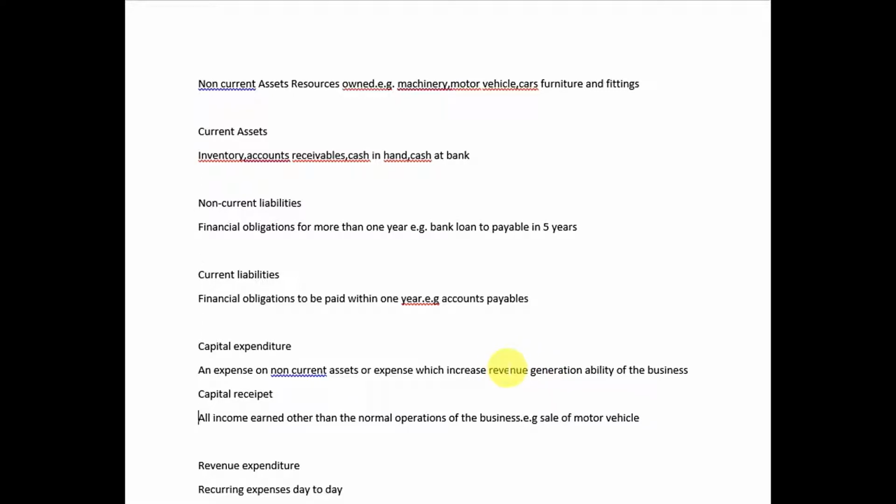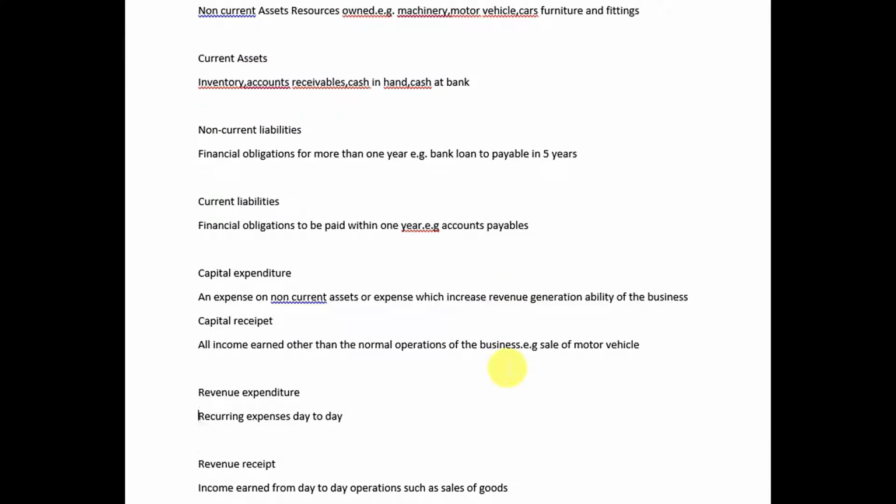Now we have capital expenditure, an expense on non-current assets, or any expense which increases the revenue generation ability of the business. Now I will put this concept aside. First of all, we will refer to the rules of ALCER. For assets and expenses, increases are on the debit side, whereas liabilities, capital and revenue increases are on the credit side.